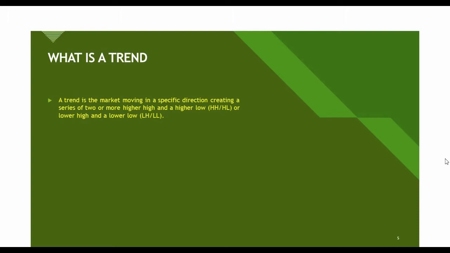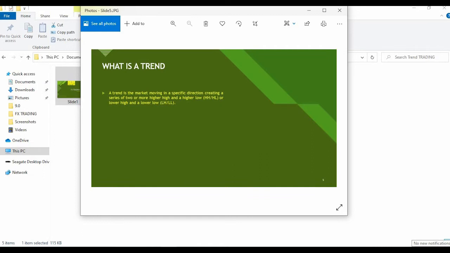So let me repeat. What is a trend? A trend is the market moving in a specific direction, creating a series of 2 or more higher highs and higher lows, or lower highs and lower lows. If you have any question, feel free to leave it in the comment section. So let's move over to the chart and let me explain what that is all about.